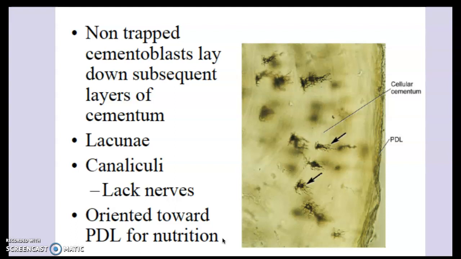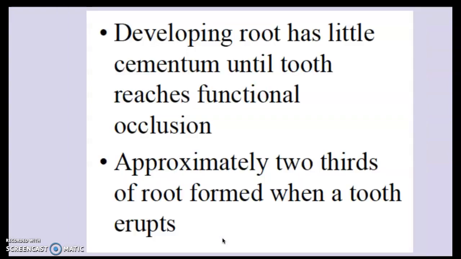And remember, there's lacunae and canaliculi. Those two things lack nerves, and it's oriented towards the PDL because remember, the PDL is what gives the cementum nutrition. So the developing root has little cementum until the tooth reaches functional occlusion. It's approximately 2/3 of the root formed when a tooth erupts.